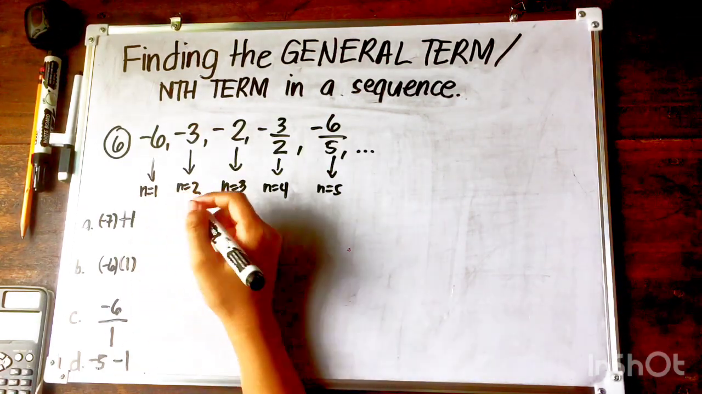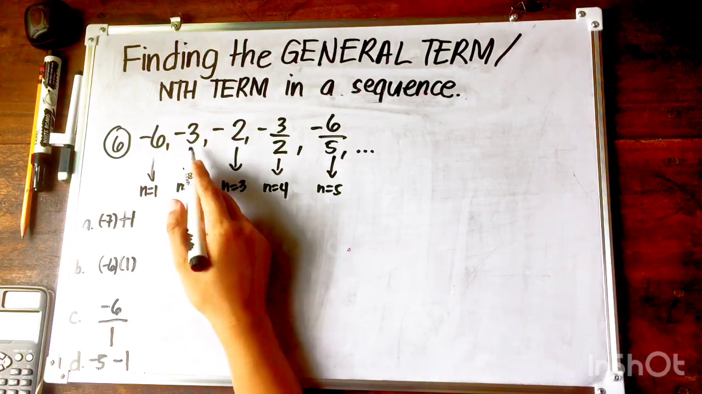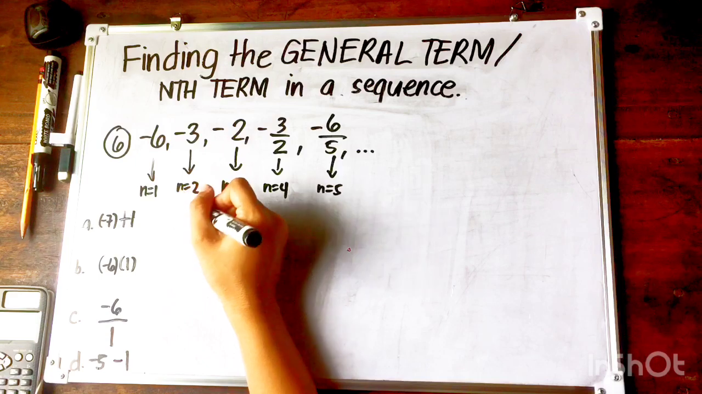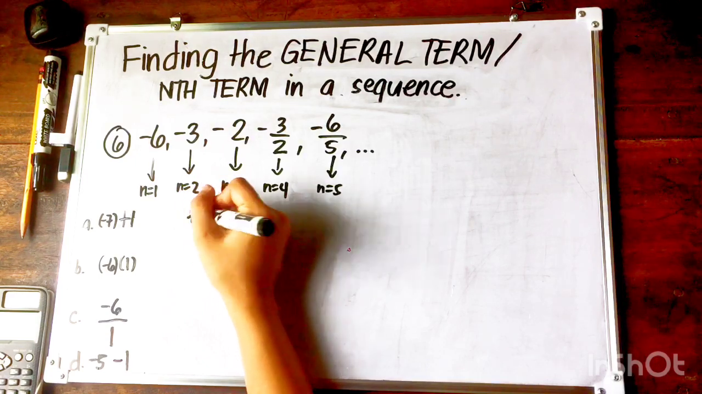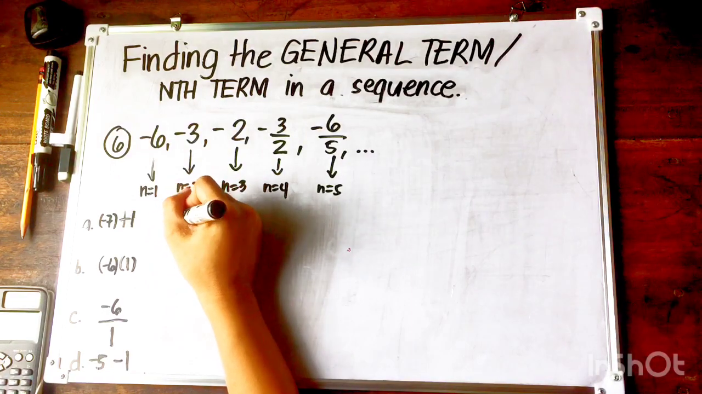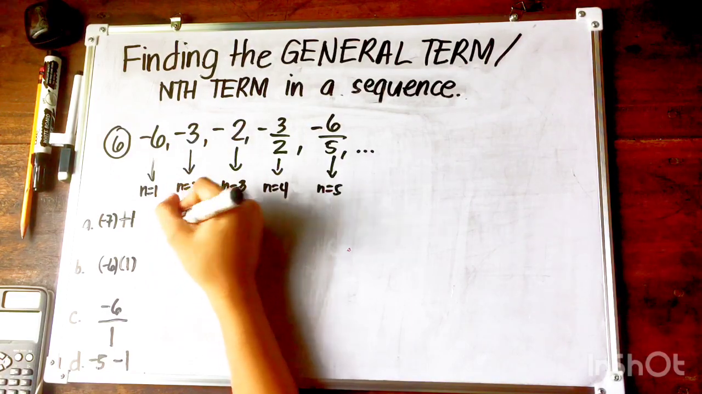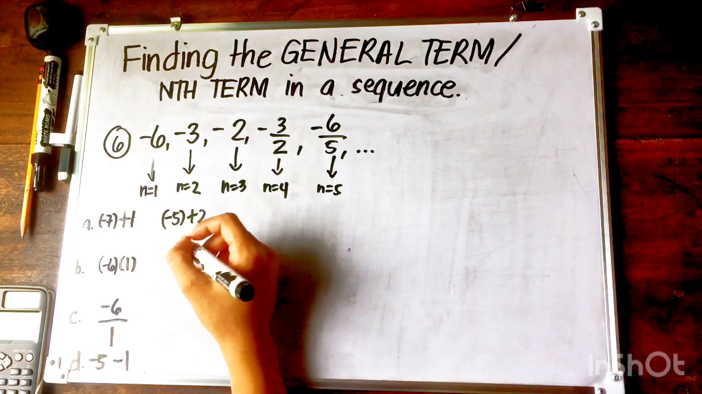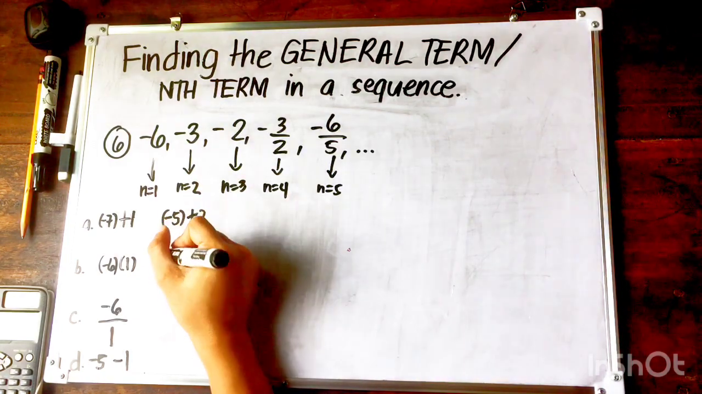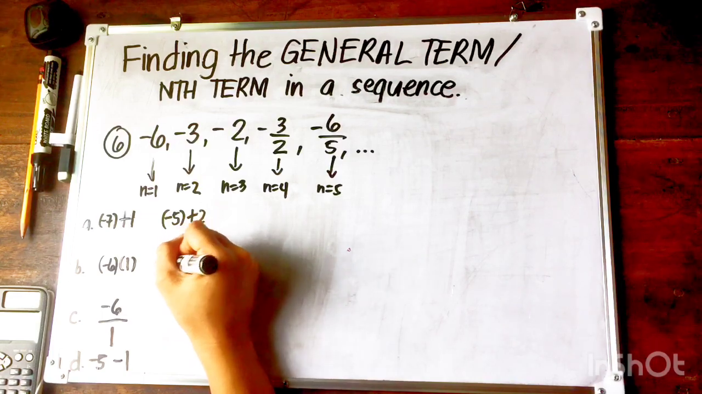Next, let's have n equals 2. How can we write negative 3 in terms of 2? Applying it here, kung dito naman, magpa-plus 2 tayo. So, ano ang i-add ko kay 2 para maging negative 3? So, that is negative 5. Okay? Next, anong i-multiply ko kay 2 para maging negative 3? So, that is negative 3 halves.